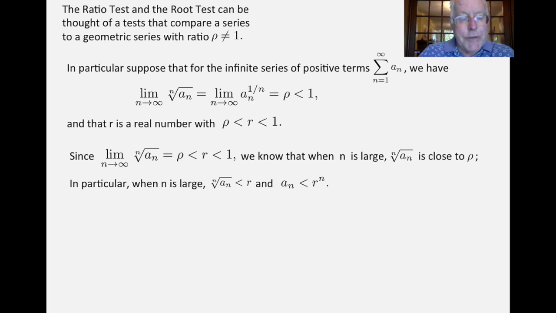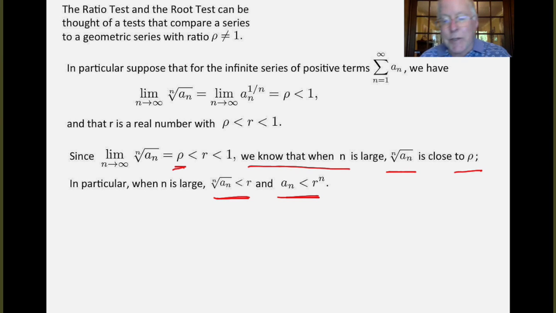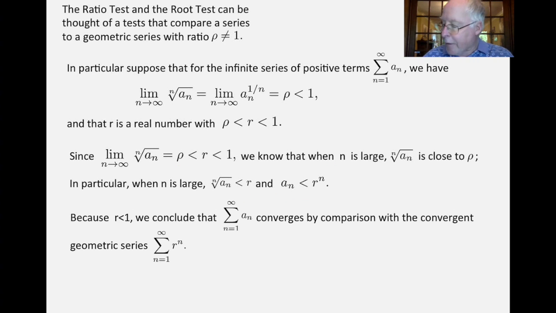Now, again, since the limit of the nth root is rho and rho is less than r, we know that when n gets large, the nth root of a sub n is close to rho. In particular, if it's close to rho, it's going to be less than r. And that means a sub n is less than r to the n. We get that by raising both sides to the nth power. And so that's really a comparison test.